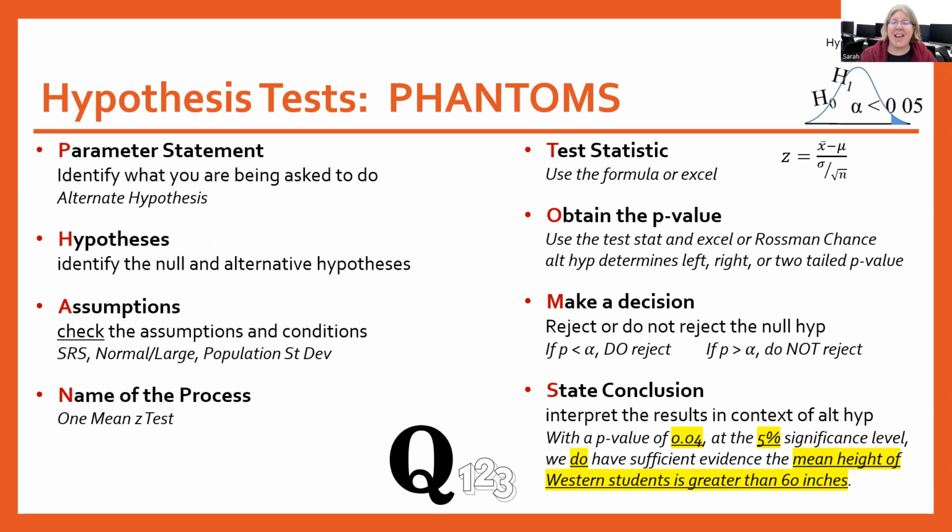So these parts that are highlighted and underlined would be the parts that you're going to fill in each time from your story. So with a p-value of 4%, at the 5% significance level, so that would be our alpha, we either do or do not. So in this case, we do have sufficient evidence the mean height of Western students is greater than 60 inches. All right, so there's the process. And in the next video, I'm going to walk you through this problem using this process.